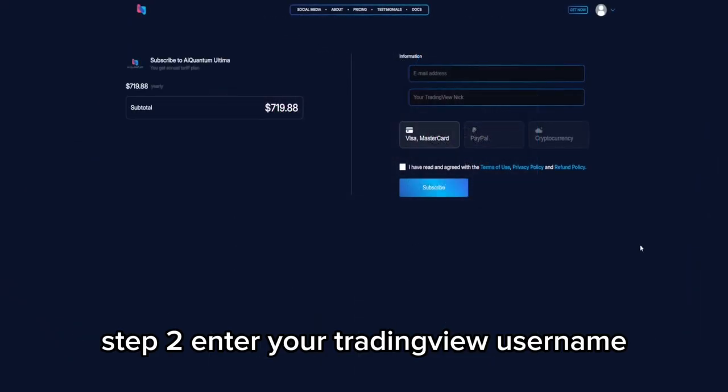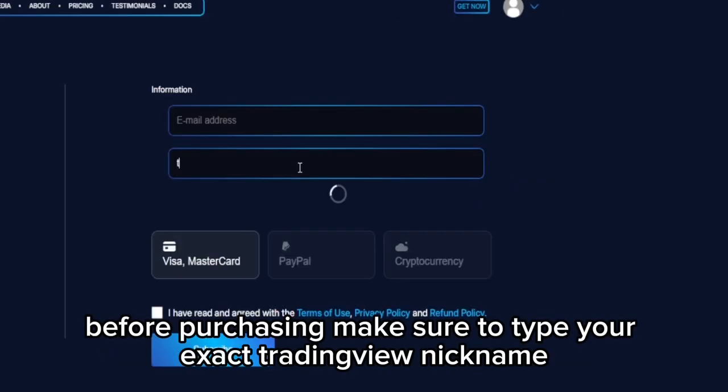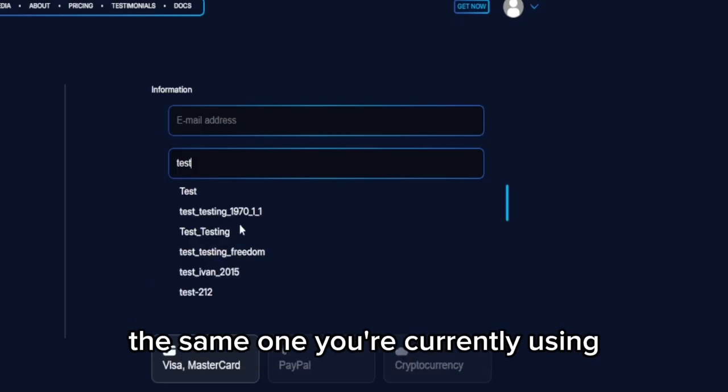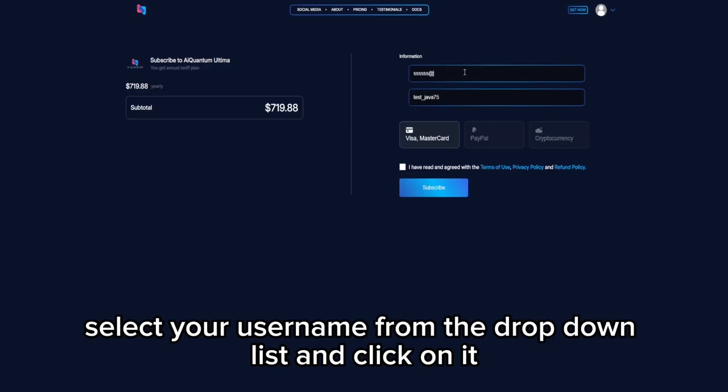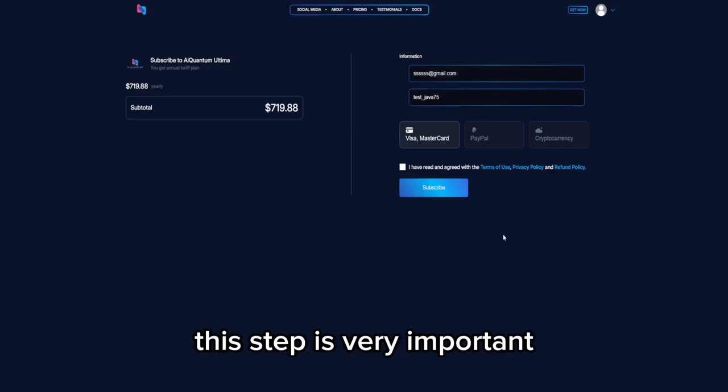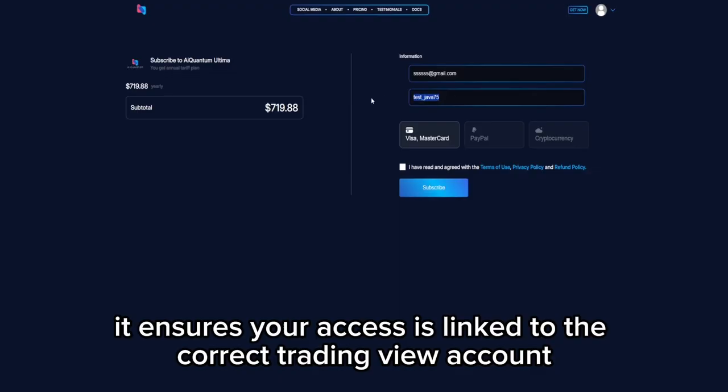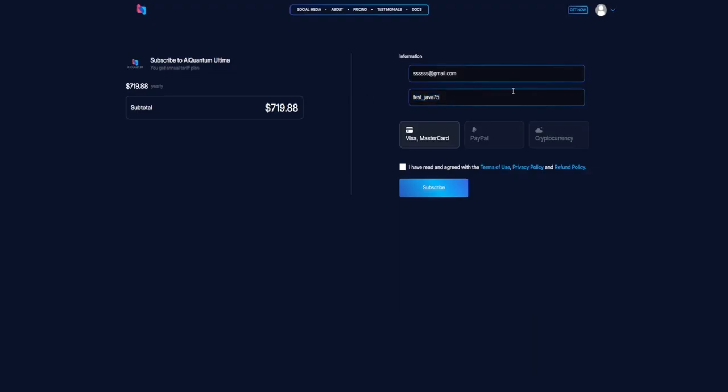Step 2. Enter your TradingView username. Before purchasing, make sure to type your exact TradingView nickname, the same one you're currently using. After typing it, select your username from the drop-down list and click on it. This step is very important. It ensures your access is linked to the correct TradingView account.